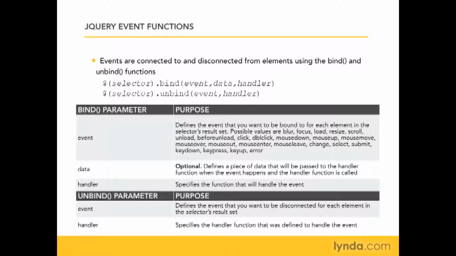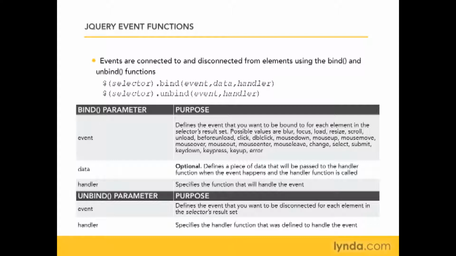The data parameter is optional, and it defines a piece of data that will be passed into the event handler function when the event happens and that function is called. If you don't want to use it, you don't have to, but it's a convenient way of passing some data to your event handler. And then finally, the last parameter is the handler function itself, the function that will handle the event, and we'll see an example of that.